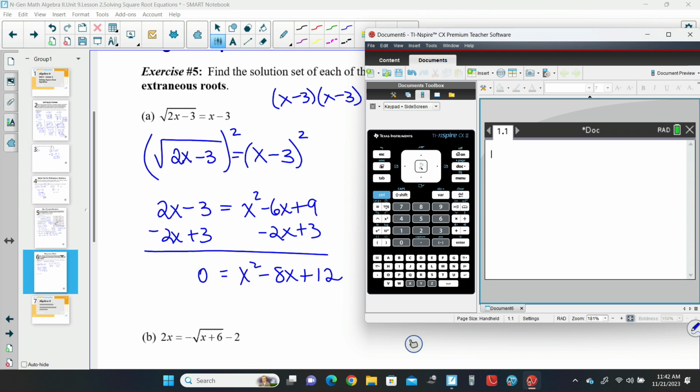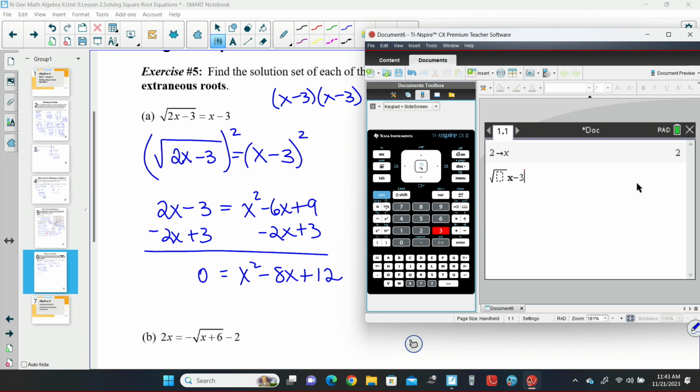There we go. Let's take a look at the 2. I'm going to take 2 and store it in x. Nope, okay, let's try that again. Escape. Try one more time to store it in x. There it is.